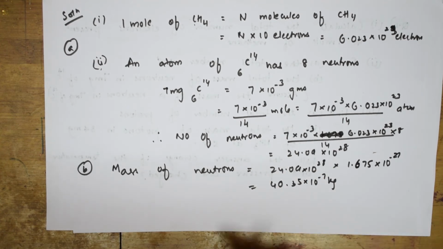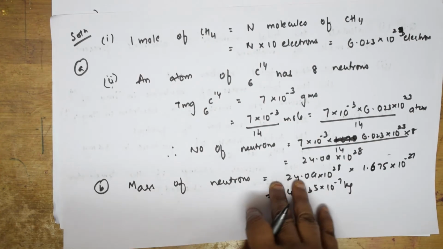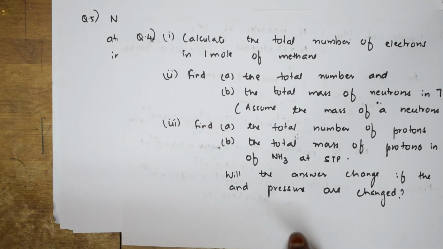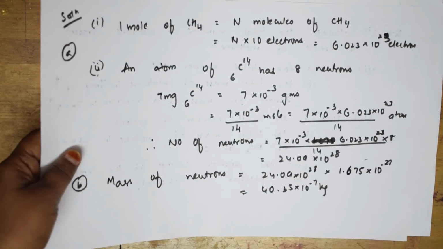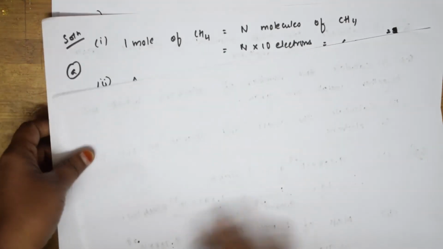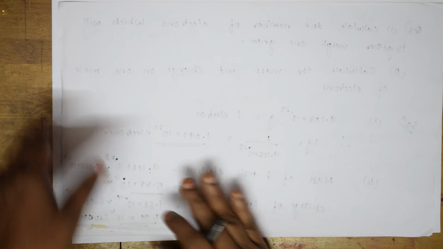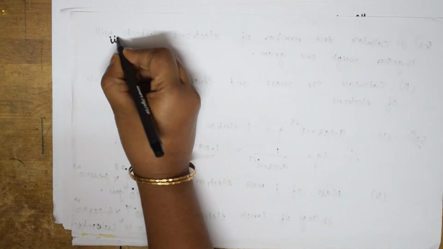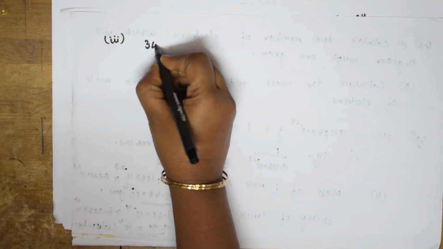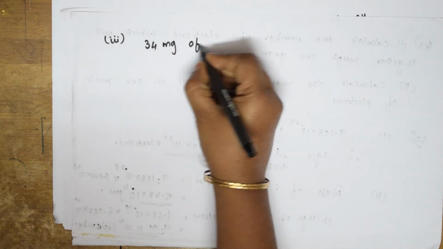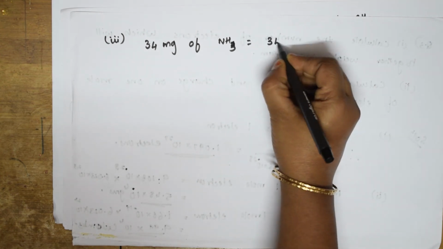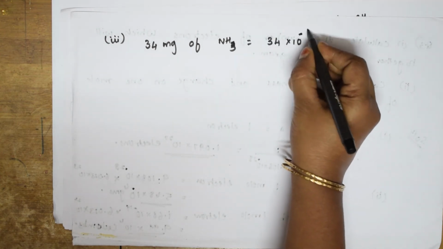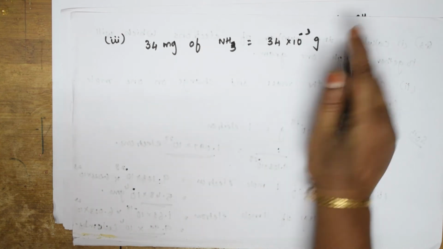Fine. Now the next question is, they've asked me to find the total number of protons and the total mass of protons in 34 milligrams of ammonia. Okay, let me take this page. Yes, because this is not clear, I'm just using this page for this. So in the third part, 34 milligrams of ammonia, NH3, is nothing but 34 into 10 raised to the power of minus 3 grams. I am converting milligrams to grams.